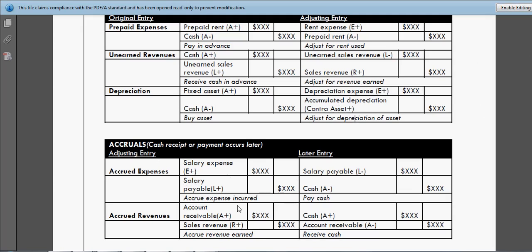So for the accruals, the adjusting entries are now here on the left side. So I can accrue for an expense or accrue for a revenue. These 2 here would be the adjusting journal entries. And then later, when we have cash involved, these are not adjusting entries. So we have cash and cash, and then over here we also have cash, cash, cash. So when there's cash involved in a transaction, it is not an adjusting entry.